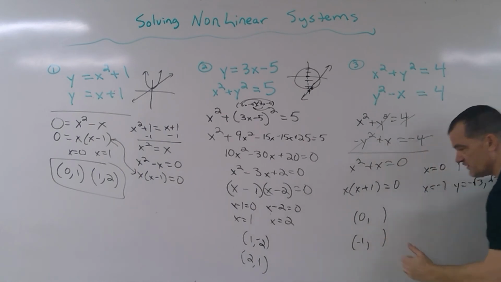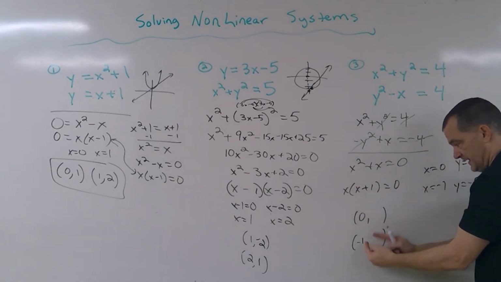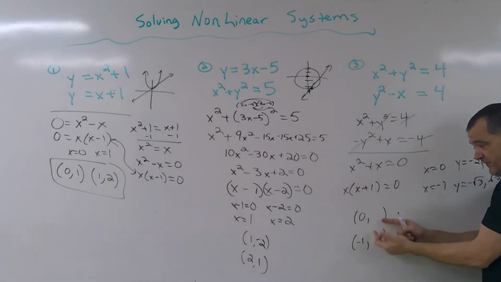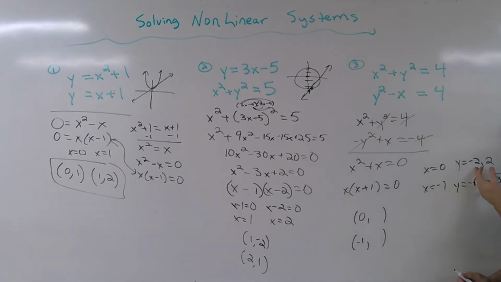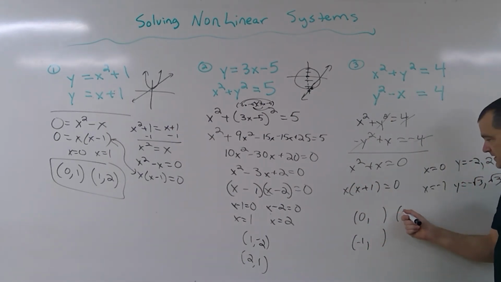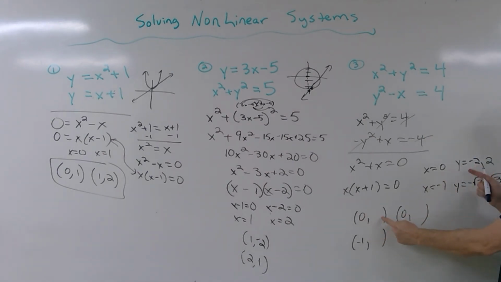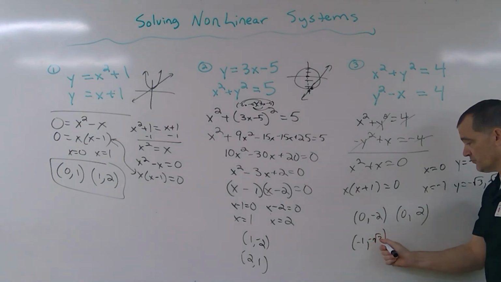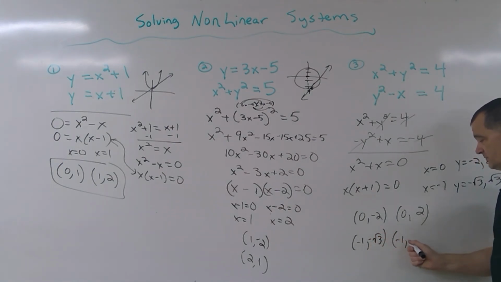So by saying, oh, I got x and I got y, now I just need to find out, or I got x, let me find out what my y is. Got to be a little careful here. So really what we've got here is x equals 0, y is equal to negative 2, or possibly positive 2. X is equal to negative 1, y could be negative square root of 3, or y could be equal to positive square root of 3.